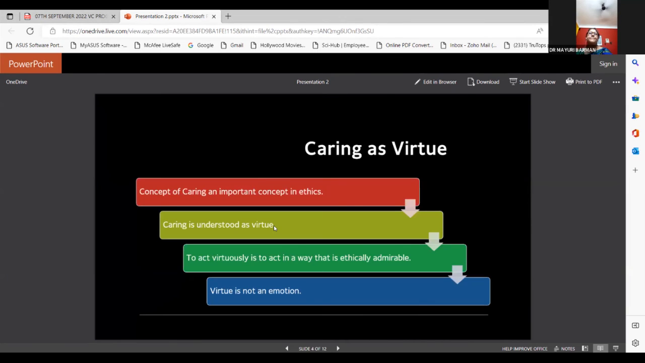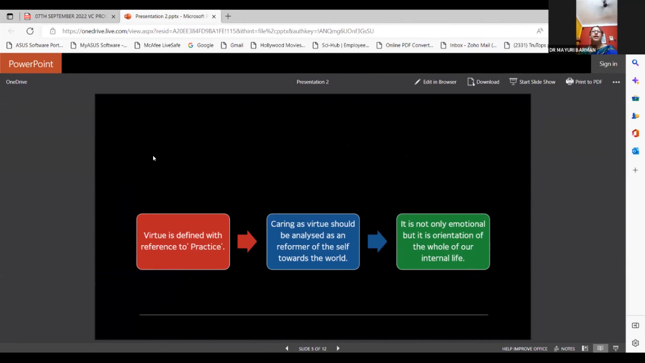Caring as virtue. The concept of caring is an important concept in ethics. Caring is understood as a virtue. To act virtuously is to act in a way that is ethically admirable. So virtue is not like an emotion. Virtue, defined with caring, should be analyzed as a reformer of the self towards the world. It is not only emotional, but it is the orientation of the whole of our internal life.